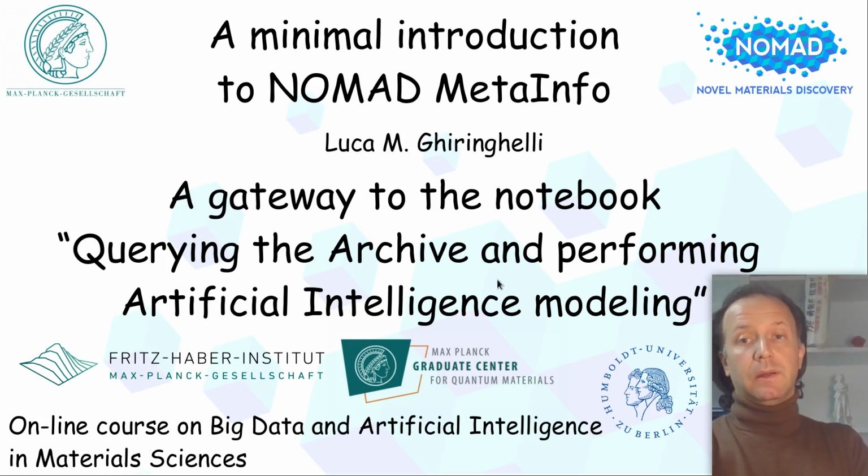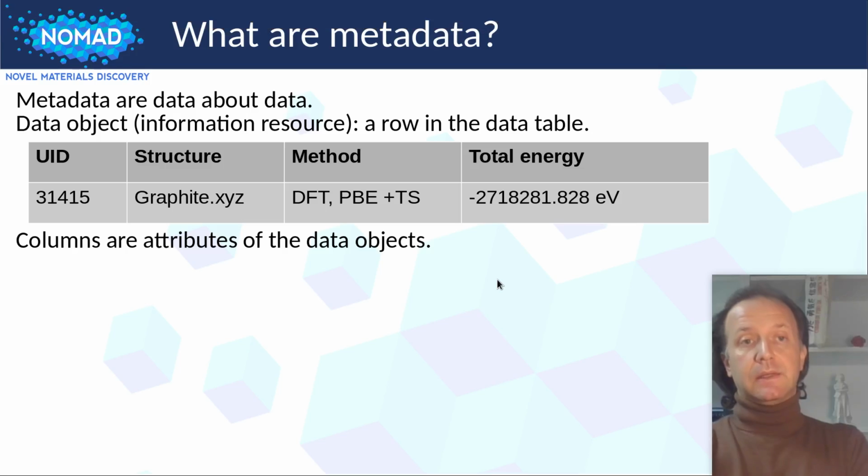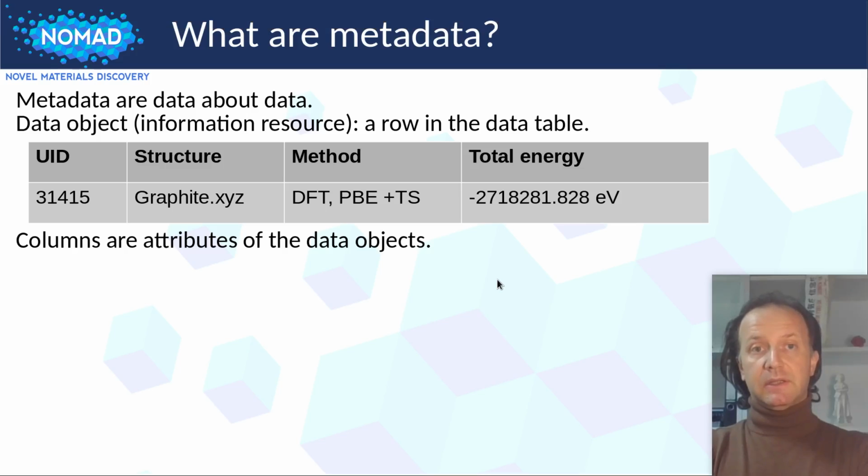Now, it is interesting to start by saying what metadata are. In general, metadata are data about data, and in order to understand exactly why they are useful, one has to have the concept of a data object. It is also called an information resource. And you can imagine it as a row in a data table.